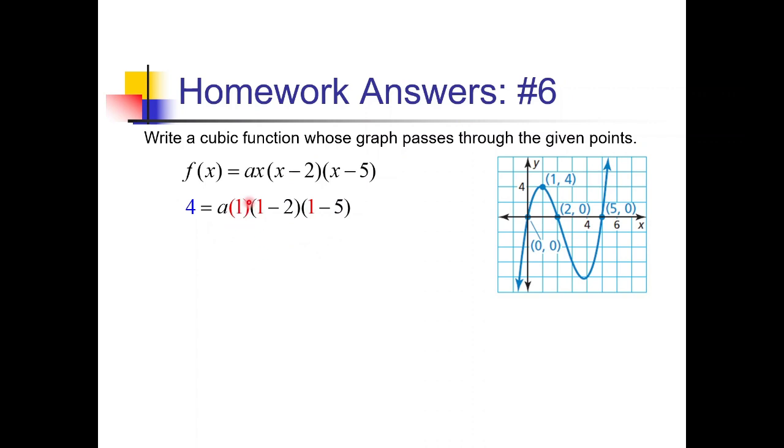So we have 1 times -1 times -4. That's a grand total of 4 to go with my a. And then dividing by 4, we get a equals 1. Plugging 1 back into this formula we wrote with the a in it, this is just going to be an invisible 1 times x times x minus 2 times x minus 5. And this is a function that matches this graph.